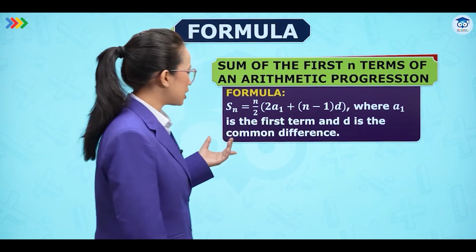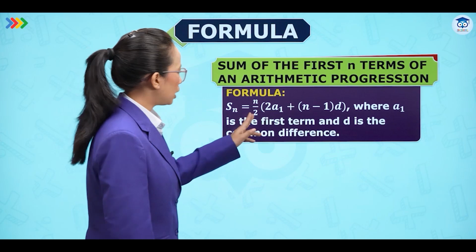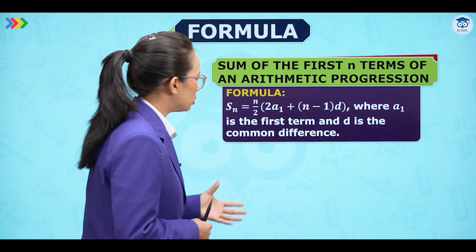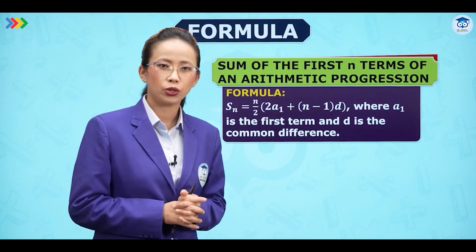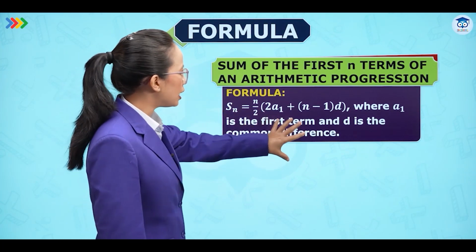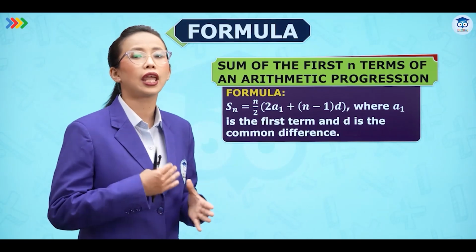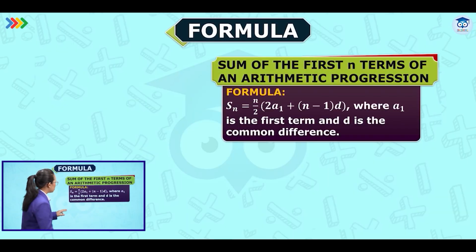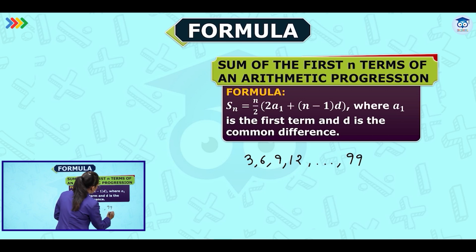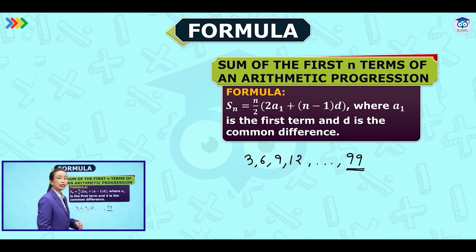Next, we have the sum of the first n terms of an AP. It is given by Sn is equal to n upon 2 times 2 A1 plus n minus 1 D, where A1 is the first term and D is the common difference. So here we need A1 and D to find the sum of the first n terms. Suppose you have 3, 6, 9, 12 and so on, till 99. First of all, you have to know which term 99 is. We know that it is the 33rd term.